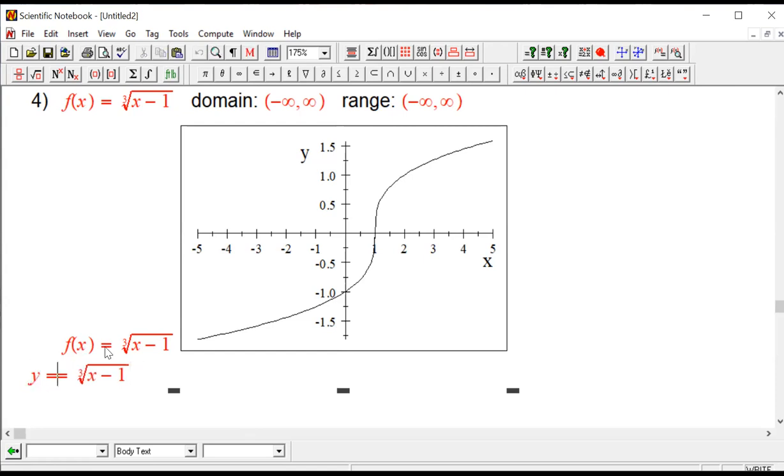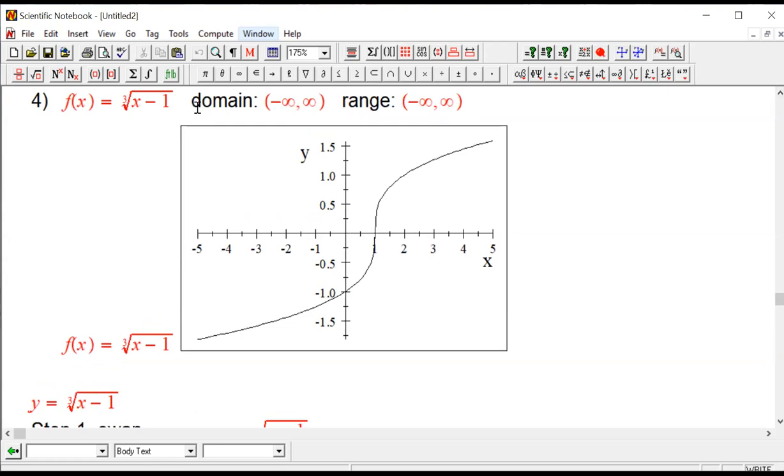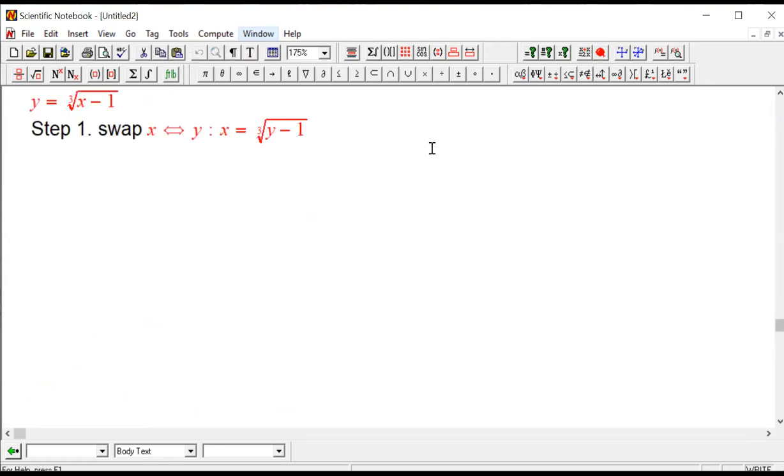So y equals that, right? So we're going to go back to step 1. Swap x with y right there. Okay. So we get x equals cubic root of y minus 1. The consequence of the swap doesn't change much, okay? Because domain and range were the same. So it makes no difference, right? But they're still swapped, okay? And step 2, we're going to solve for y.